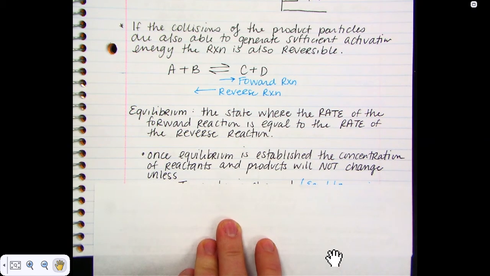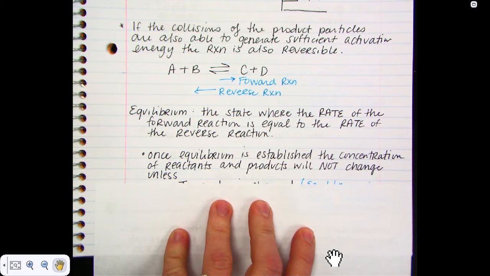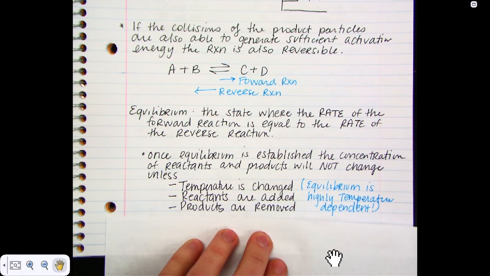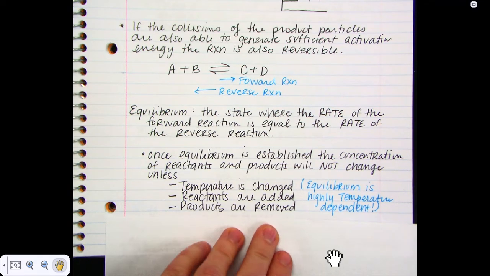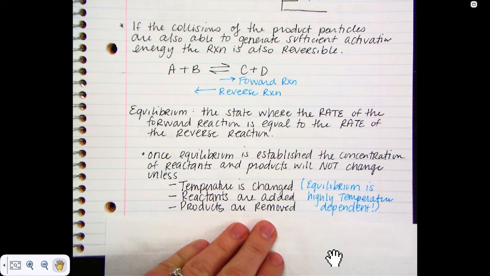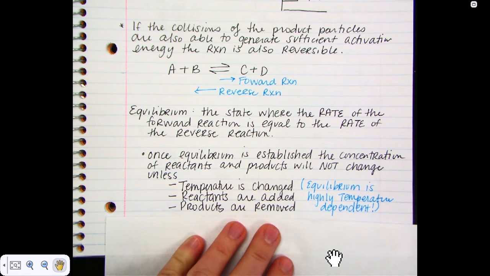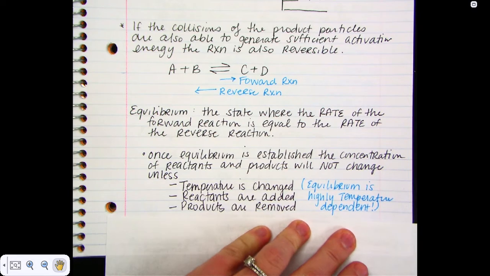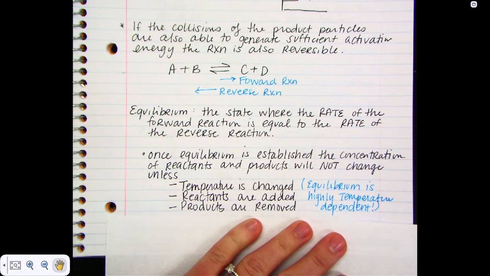And once equilibrium is established, that rate is going to maintain itself unless it is acted on by an outside force, like the temperature is changed, or reactants are added, or products removed. And this gets more into what we're going to talk about in our next video, which is Le Chatelier's principle, how a reaction at equilibrium responds to a stress. But we'll save that for the next video. And as it turns out, one of the biggest things that will affect equilibrium is temperature. Equilibrium is highly temperature dependent.